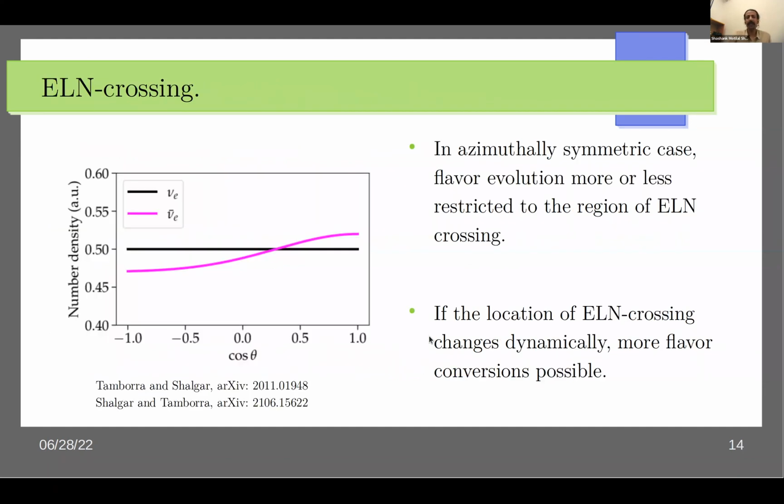If we look at the angular distribution of neutrinos, this is just an illustration of what an ELN crossing is. If we look at the angular distributions of nu E and nu E bar, at this point, you will see that there is a crossing between nu E and nu E bar. And this is called the ELN crossing. And if we calculate the neutrino flavor evolution for this particular angular distribution, what we'll see is that there is a lot of flavor transformation which starts in the region of crossing, at least in the azimuthally symmetric case.